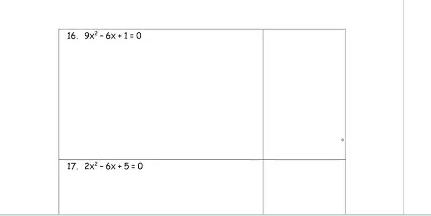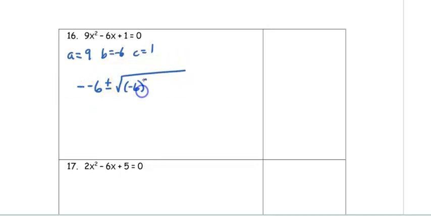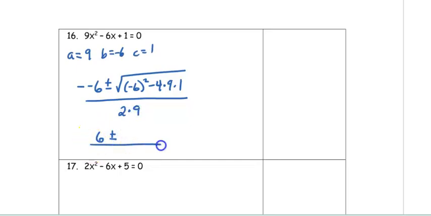All right, so on 16, it's already equal to 0, so you can choose your a, b, and c values. So a is 9, b is negative 6, c is 1. So remember, you're doing negative b plus minus square root of b squared minus 4 times a times c all over 2a. So I get a 6, because negative 6 is 6. On the bottom, I get 18. I type this piece into my calculator, just the part underneath the square root. Remember, that's called the discriminant.